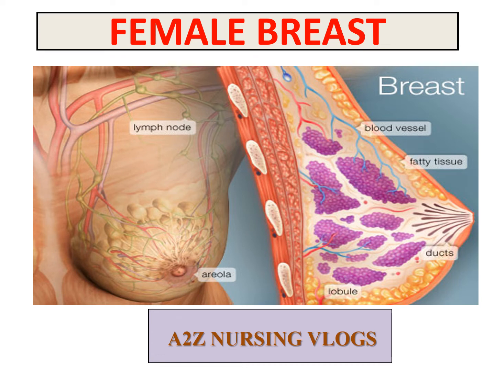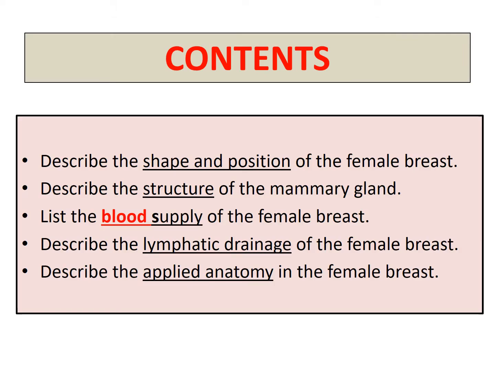This video will focus on the general female breast anatomy. The contents of this video include the description of the shape and position of the female breast, description of the structure of the mammary glands, a list of the blood supply to the female breast, description of the lymphatic drainage of the female breast, and the description of the applied anatomy in the female breast. Let's dive into the video.